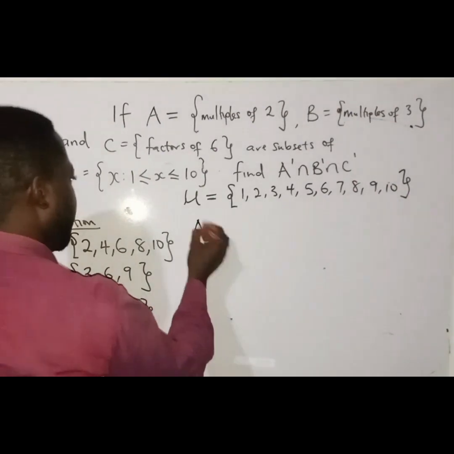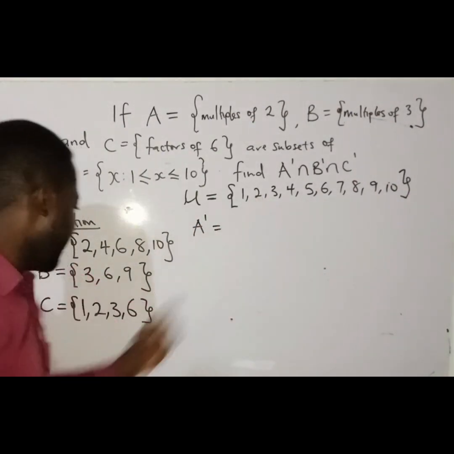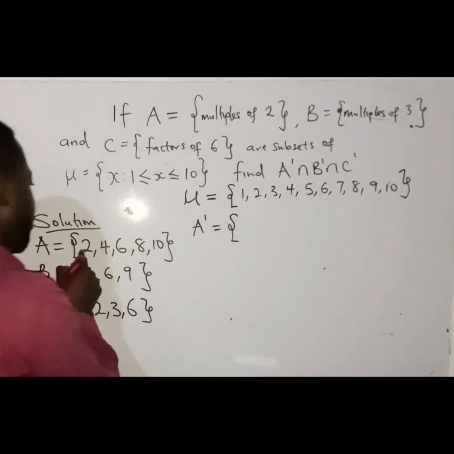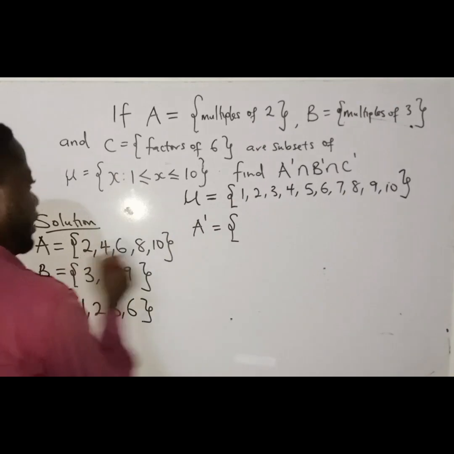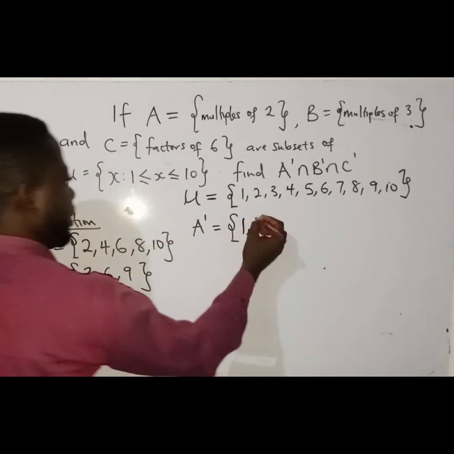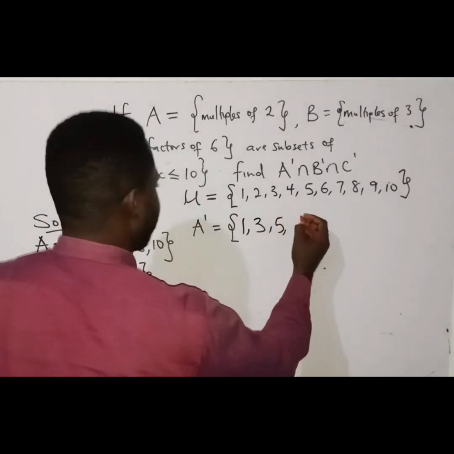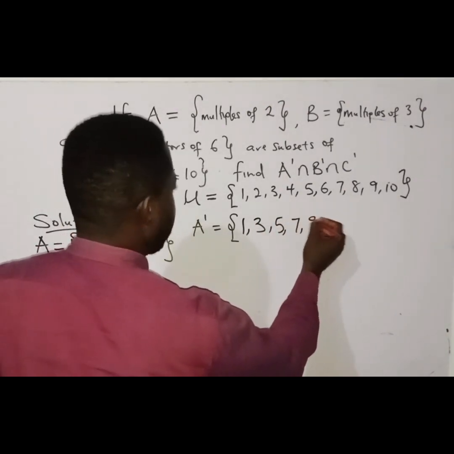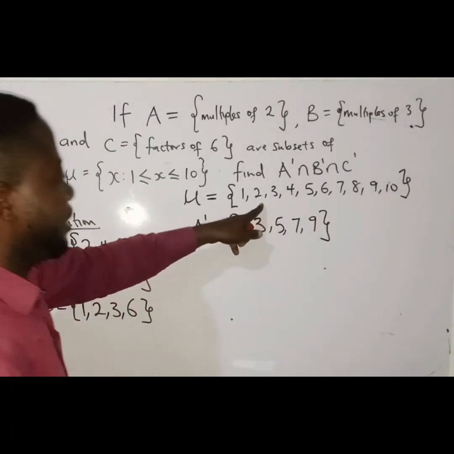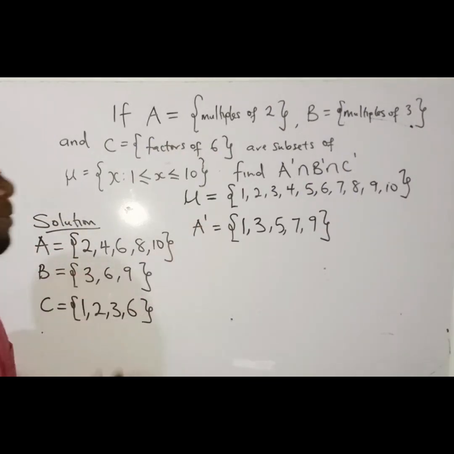Now, A complement will be the members of the universal set that are not in A. In that case, 1 is in the universal set and is not in A, so 1 will be here. 3 is in the universal set and is not in A, so 3 will be included. 5 also, 7, and 9. These elements are in the universal set, but they are not in A, so they are referred to as A complement.